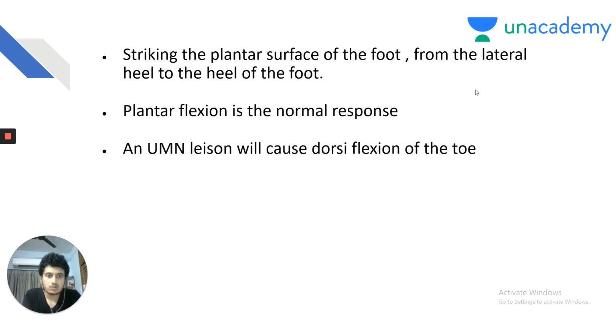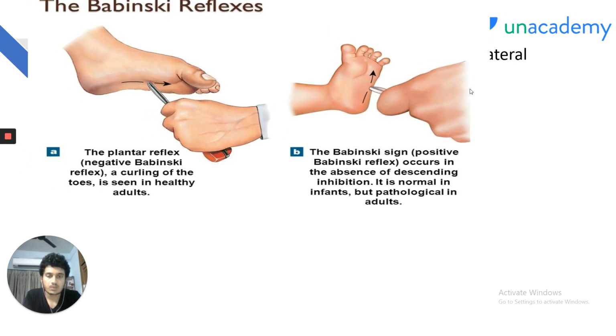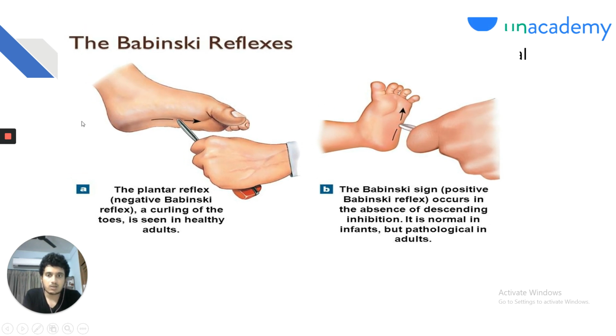An upper motor neuron lesion will cause dorsiflexion of the toe, that is, the toe going upwards. Striking from the heel to the lateral side and to the ball of the toe is the plantar reflex, and a negative Babinski reflex is curling of the toes. That is a simple plantar flexion of the great toe and curling of the other toes. Whereas in a positive Babinski, there is dorsiflexion, that is, the toe is withdrawn towards the upper side, occurring in the absence of descending inhibition. Again, my dear friends, Babinski is normal in infants but pathological in adults.